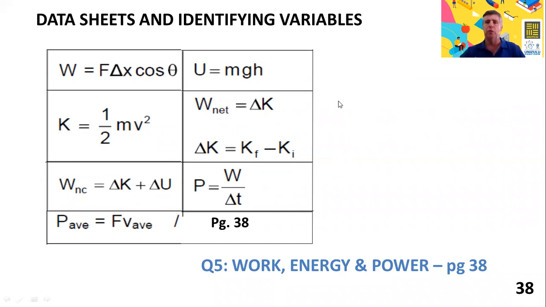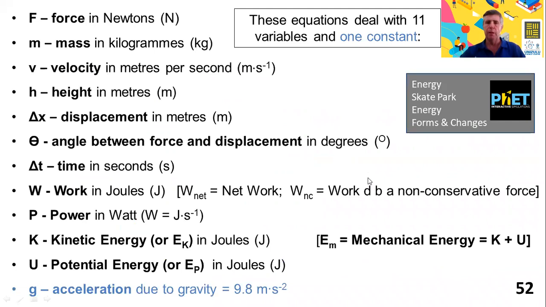And then it reduces to these few equations: kinetic and potential energy, the equation for work, the work energy theorem that net work done is a change in kinetic energy, the work done by a non-conservative force, and then 2 equations for power. So it's much simpler this way. Let's look at them one by one. Before we get to equations, we need to consider the variables. Now, there are actually 11 variables which are commonly used in these equations, and 1 constant.